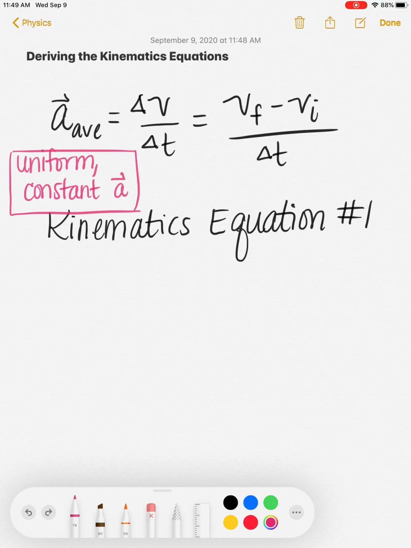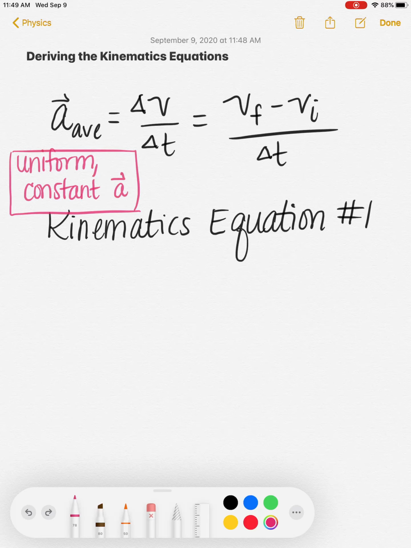Hello everybody. Today we are going to continue our discussion of chapter 2. Today we are going to derive what are known as the kinematics equations. The kinematics equations apply to objects that are experiencing uniform constant acceleration. So like the cruise control is on or a brake is uniformly applied until you come to a complete stop.